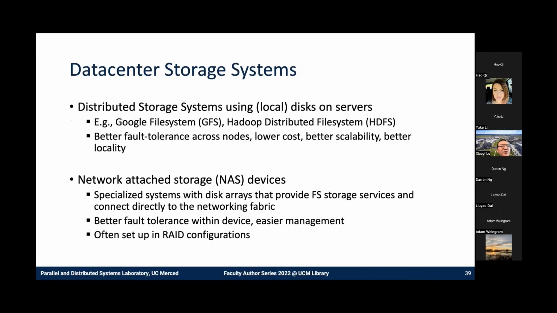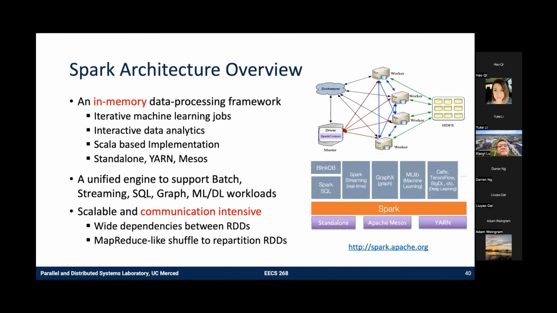So for instance, if you want to use these features I mentioned here, you have to carefully design your distributed file systems or network-attached systems like NAS. But like I said, if you think about fault tolerance, scalability, cost efficiency, and so on, there is still a lot of work to be done.